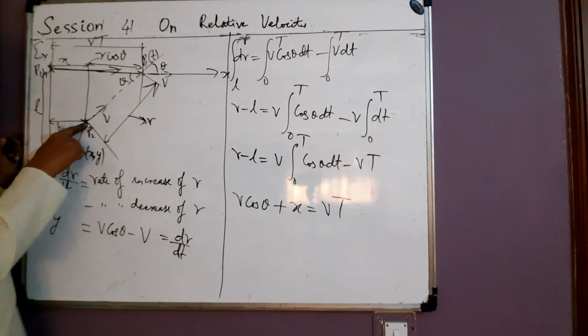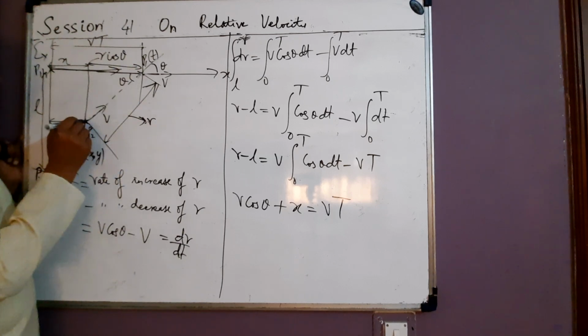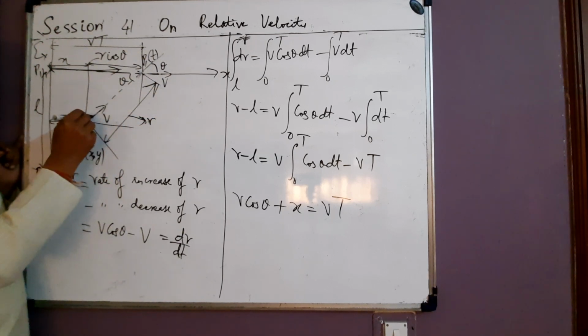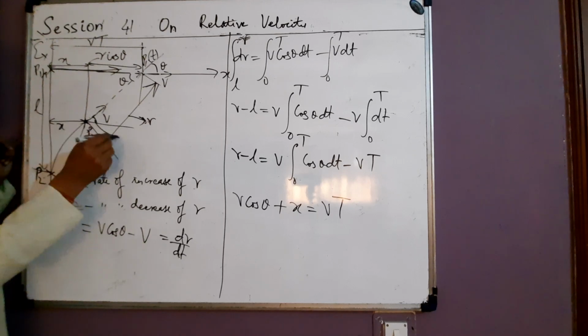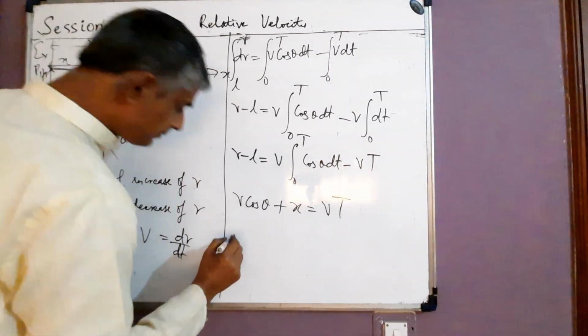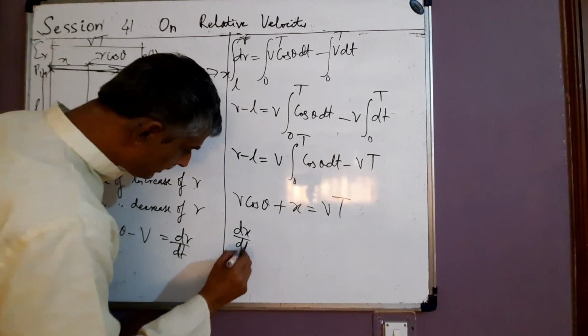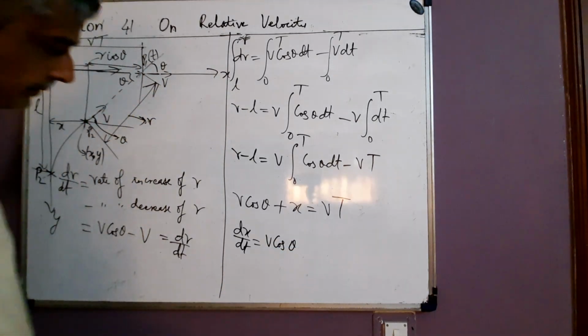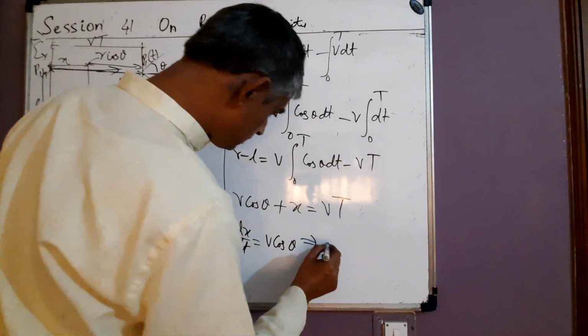Now see, P2 is here at time t. This is theta. Draw a line through P2 parallel to the x-axis, this angle is also theta. So the x component of velocity of P2 is v cos theta, which is dx by dt. So dx by dt is just equal to what? V cos theta.